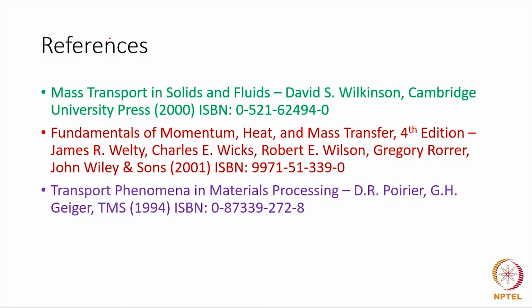Metallurgical problems are described quite well in the Poirier and Geiger book from TMS, titled Transport Phenomena in Materials Processing, and it has a lot of data also for the properties and tabulated values for different quantities that you will be looking for. So you can refer to these books for relevant problems that you may want to understand while going through this subject.